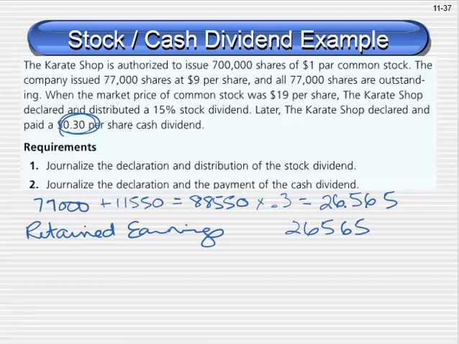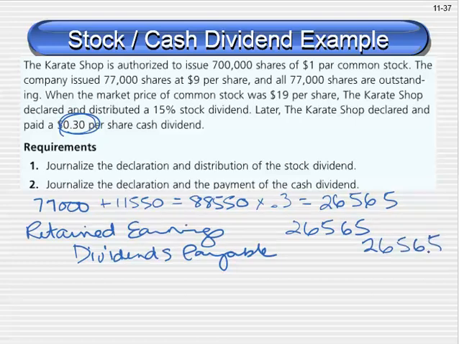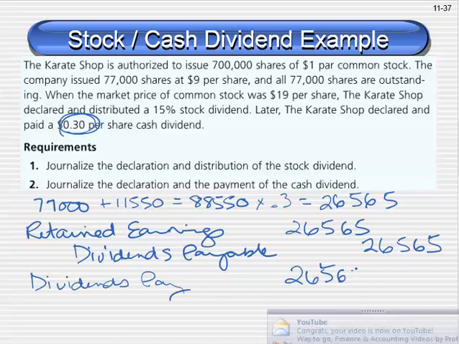And we credit our dividends payable, or common dividend distributable, by that amount as well. When we go to pay that, all we're going to do is debit the liability dividends payable. That's going to get rid of that liability for $26,565, and we credit cash.